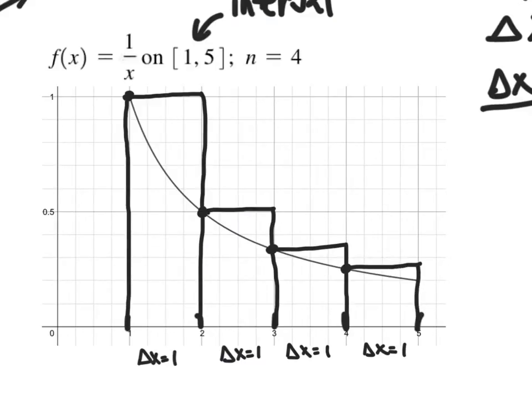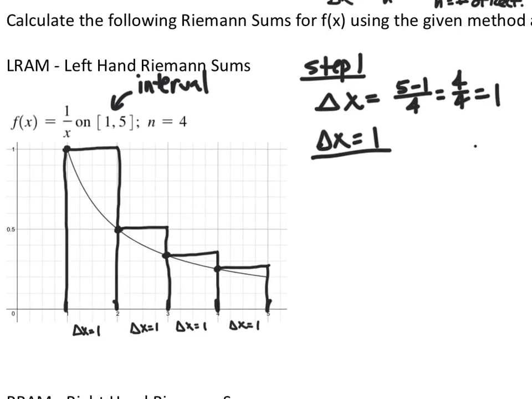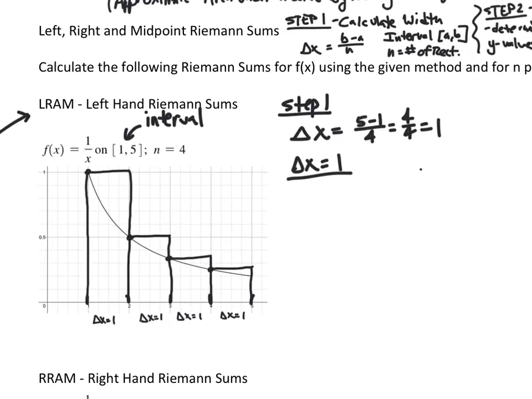So now the big thing is, we have these rectangles, but now we have step 2, and step 2 is finding the heights. The heights are determined by the actual value of my function. The height of this rectangle has the same value as the y value on my function at 1. Same thing here: the y value at 2, the y value at 3, the y value at 4.